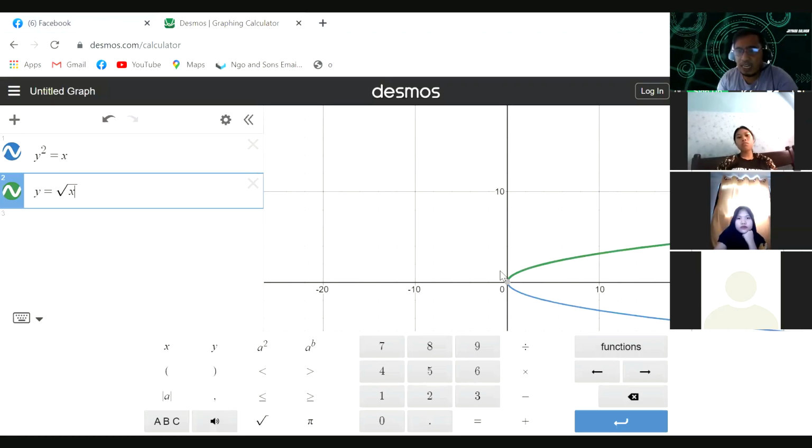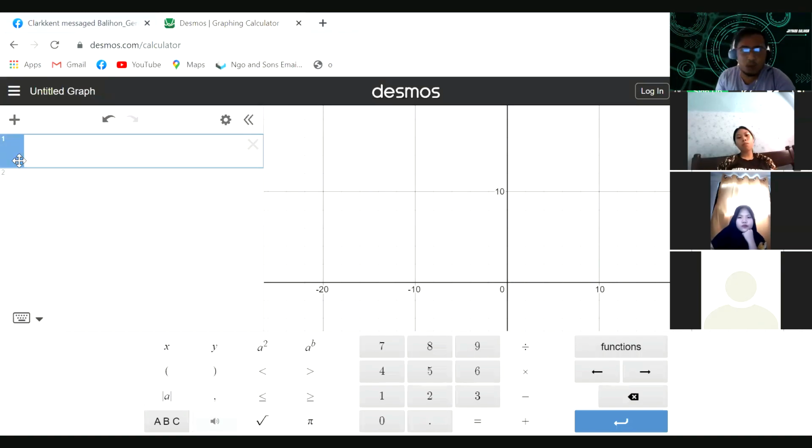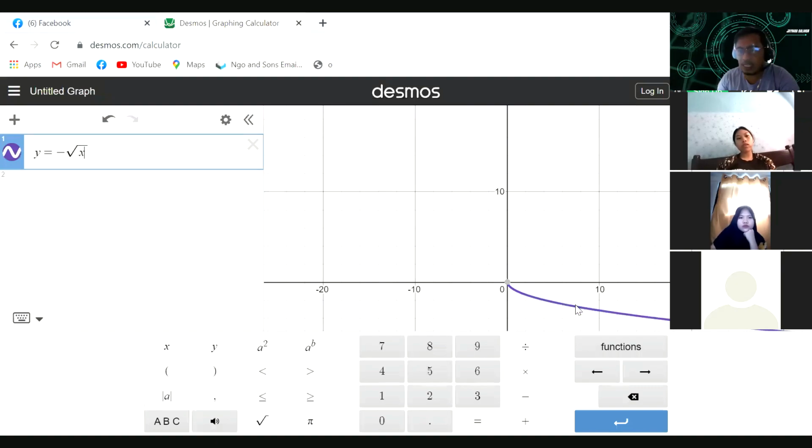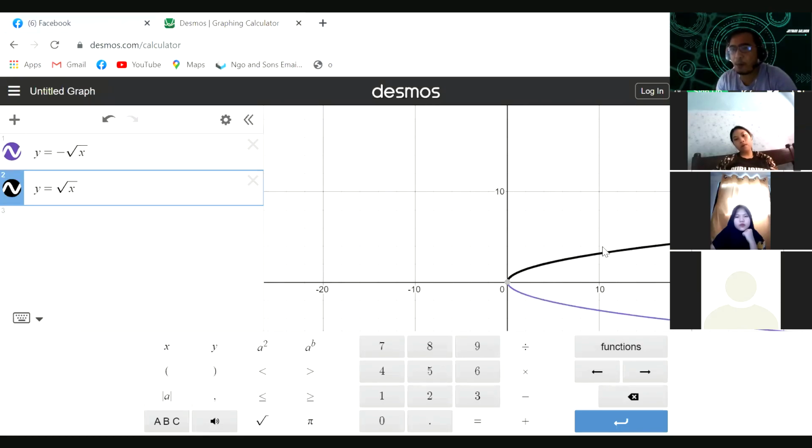Okay? If I remove the blue, that is the graph of y squared equal to x, which has two parts, the upper and the lower. But if you will do it individually, if you want to solve it, y equal to negative square root of x, that is the graph, only the lower portion. And if you take the positive, y equal to square root of x, that is only the upper portion.